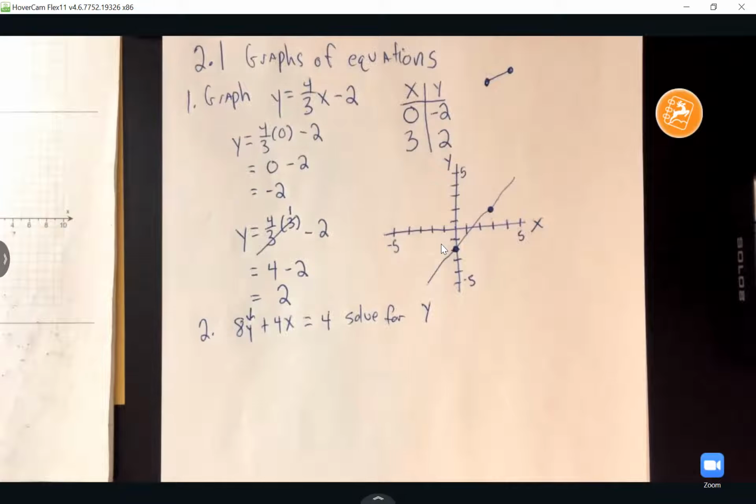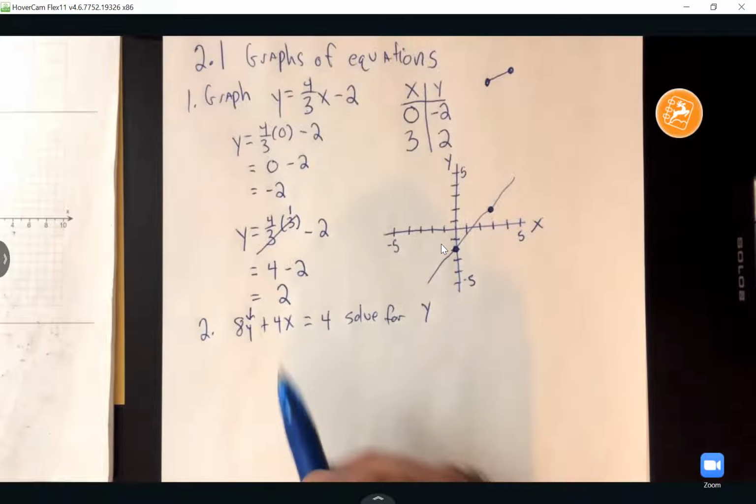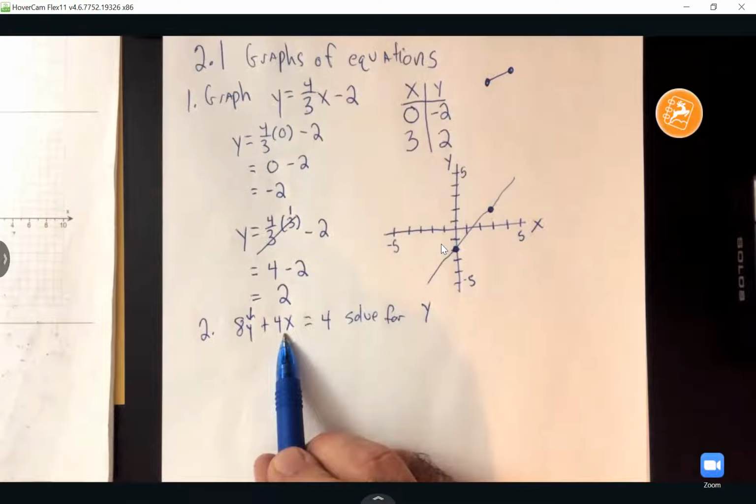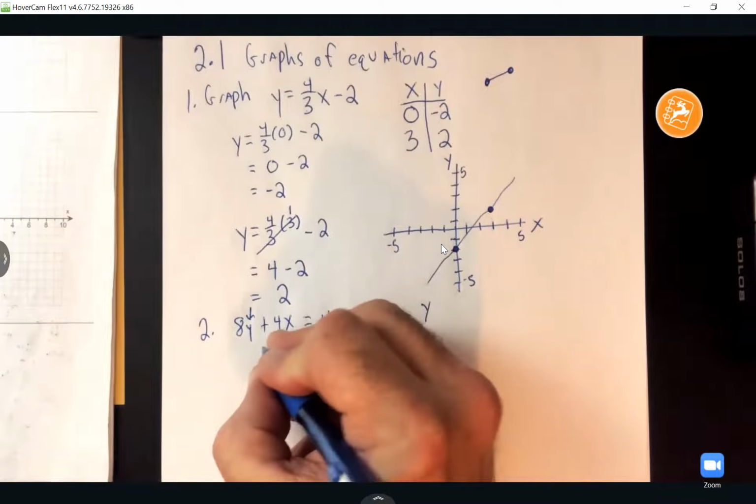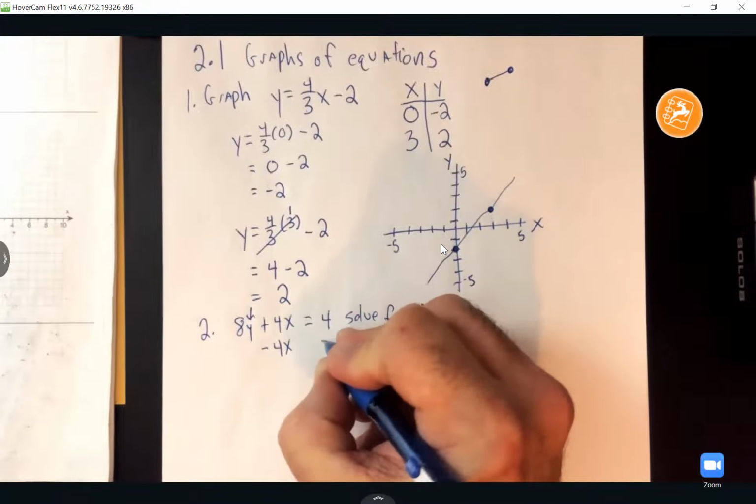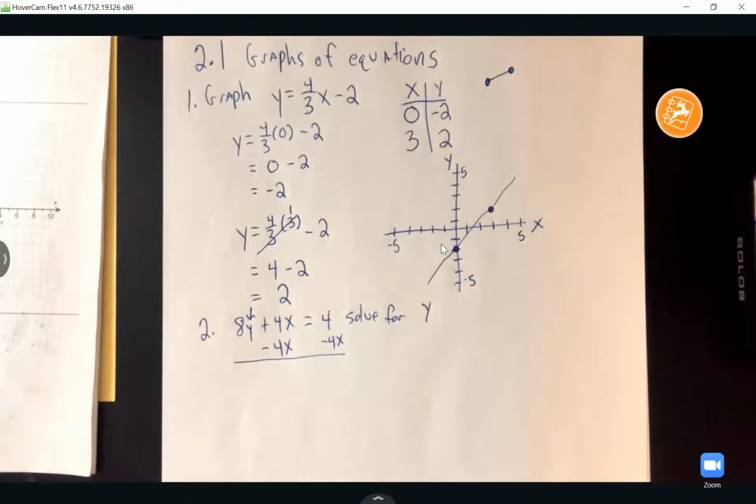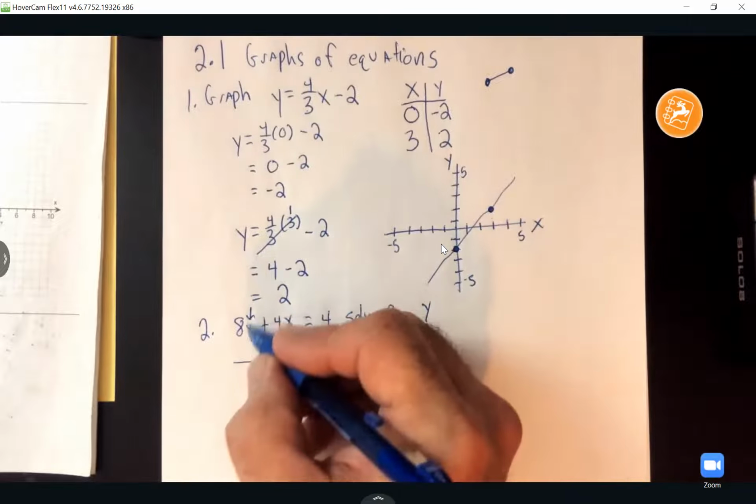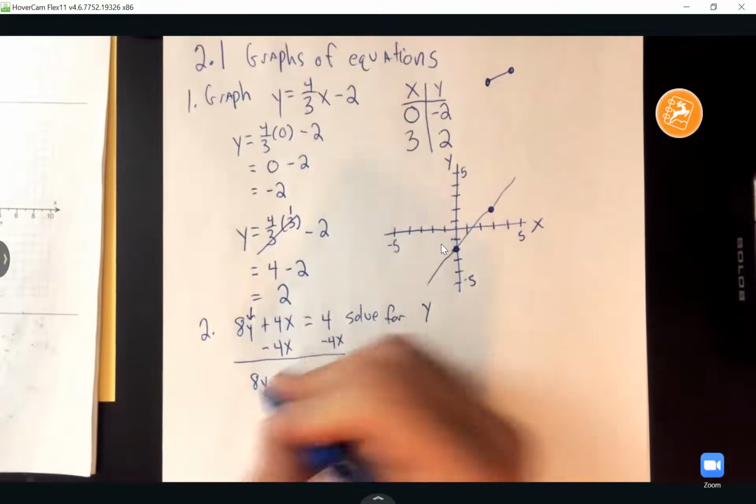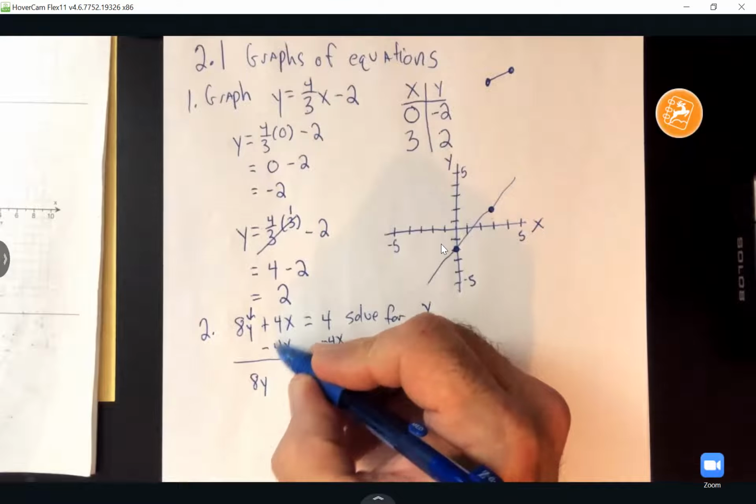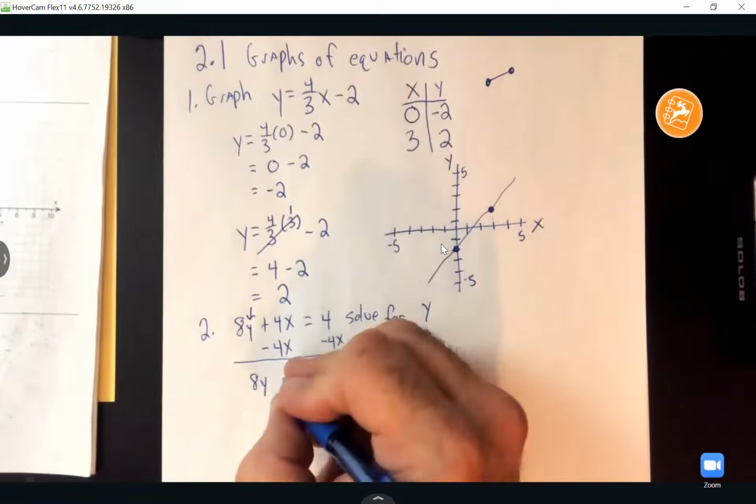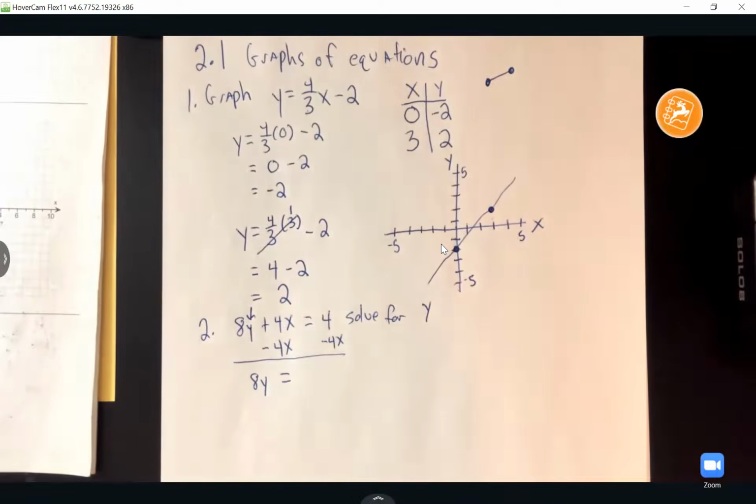So the first thing you gotta do is move anything that ain't a Y to the other side. So we got this 4x here. So to move it to the other side, since it's being added, you're going to come in and subtract your 4x from both sides. So when you do that, you bring the 8y down. On this side, the 4x, negative 4x cancel. So then you got your equals.